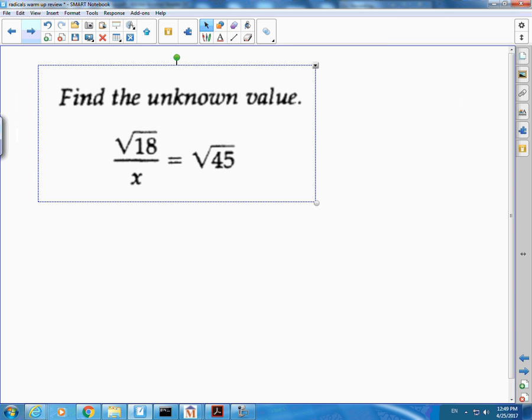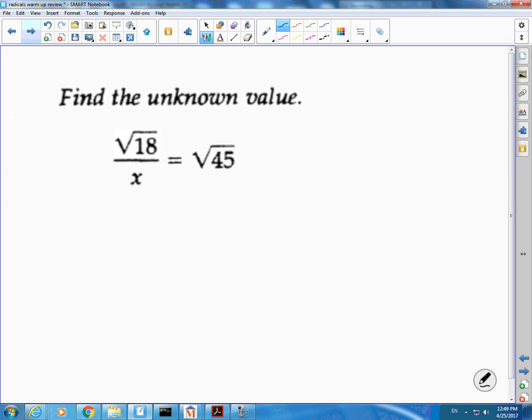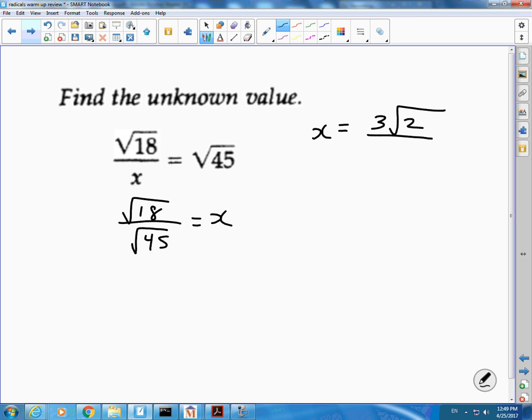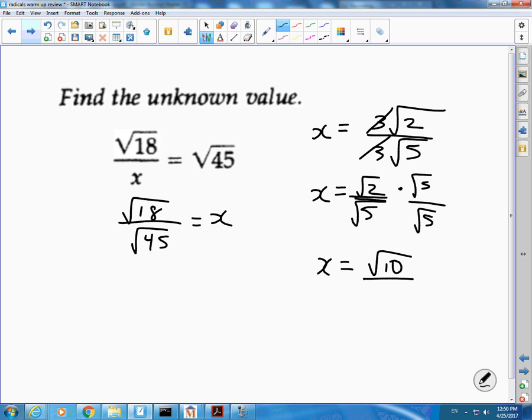This one throws in a little bit of an algebra wrinkle to it. So if we cross multiply here, we get root of 18 over root of 45 equals x. And think about that. The root of 18 and the root of 45 both have a square root of 9 in them. So they can both have a 3 come out of there. So the square root of 18 is 3 root 2. And the square root of 45 is 3 root 5. Those 3's cancel. So that gives me root 2 over root 5. But remember, we're not supposed to leave a radical in the denominator. So we're going to times that by 1. In this case, root 5 over root 5, so that we rationalize the denominator, giving us root 10 over 5.